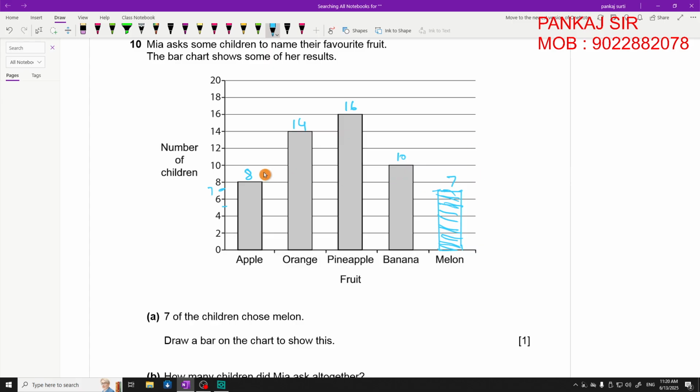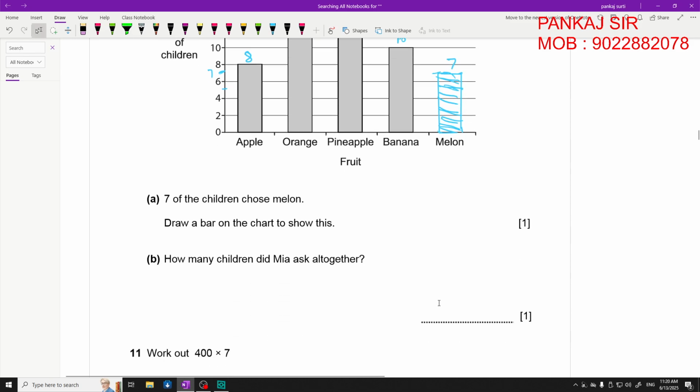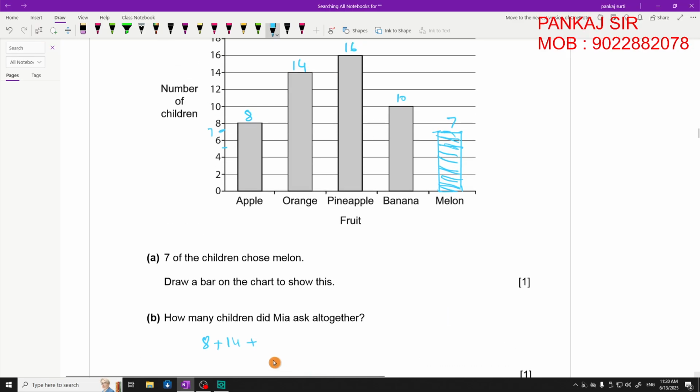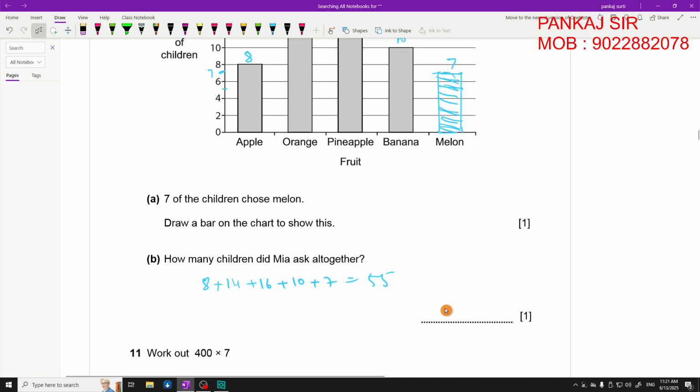So the total number of students has to be 8 plus 14. That is 22. Then plus 16, 22 plus 16 is 38. Then this is 48 and 49, 50, 55. So the total has to be 55. So I'll write here 8 plus 14 plus 16 plus 10 plus 7 equal to 55. So how many children were in all for the survey?